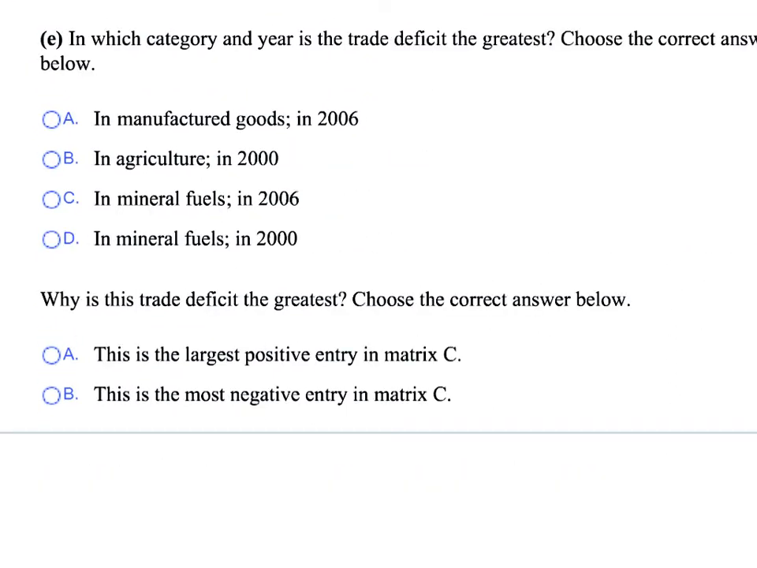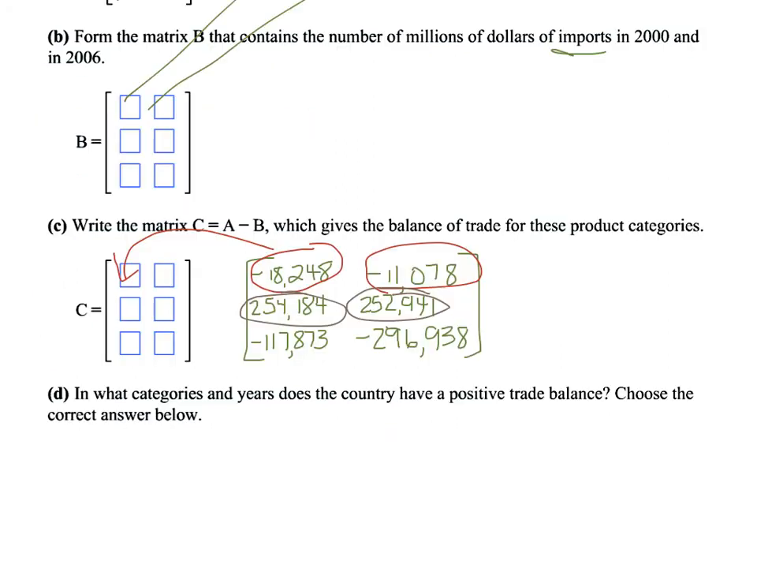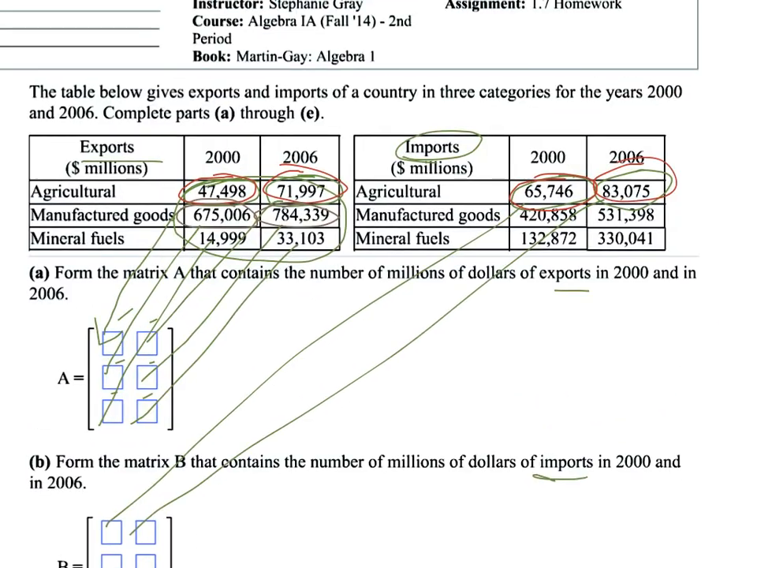Part E says, in which category and years is the trade deficit the greatest? Now, deficit is a negative number, because that means that we imported more things than we exported. So we're going to have to go back and look and see when that trade deficit was the greatest. So the greatest trade deficit is here in this last column and last row, the bottom right-hand corner. And if we go back up and take a look, that is in mineral fuels.